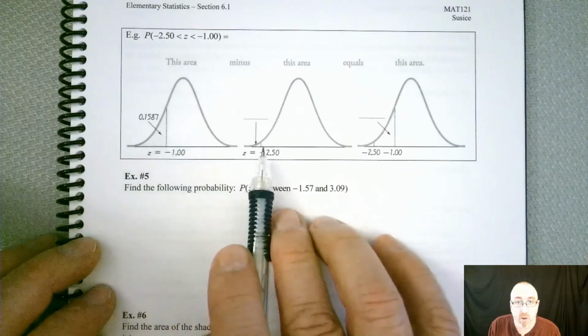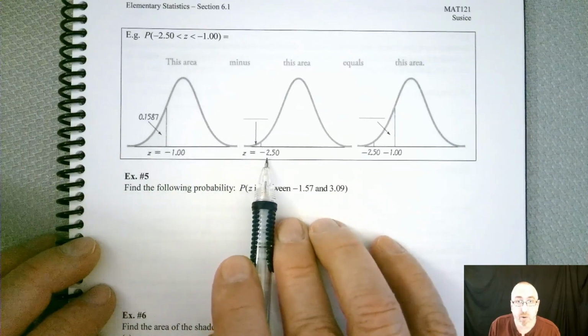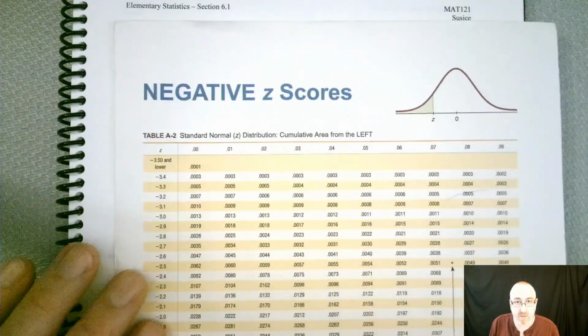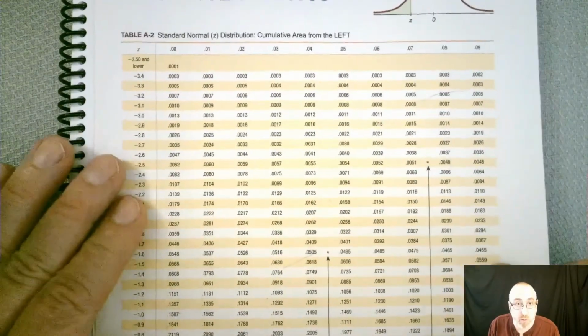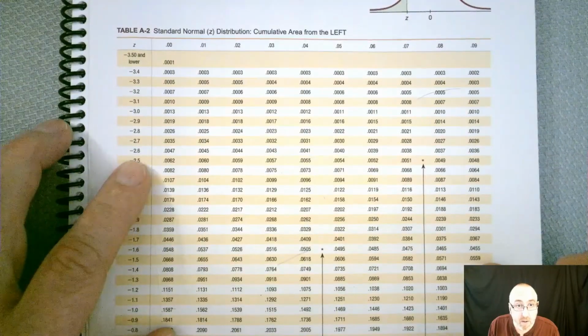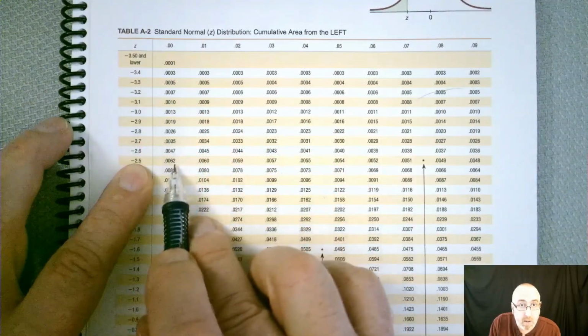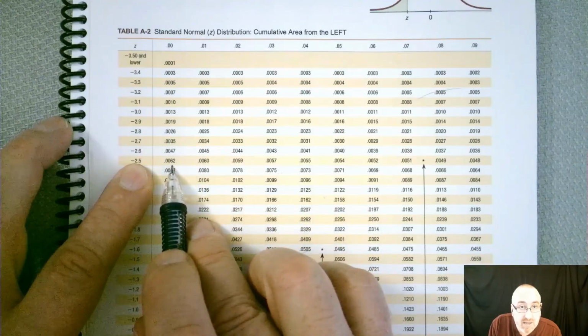So now let's go to the table and look up negative 2.50. So let's grab the right table, make sure we grab the negatives. So negative 2.5 and then 0 is going to be right in the first column. So 0.0062.